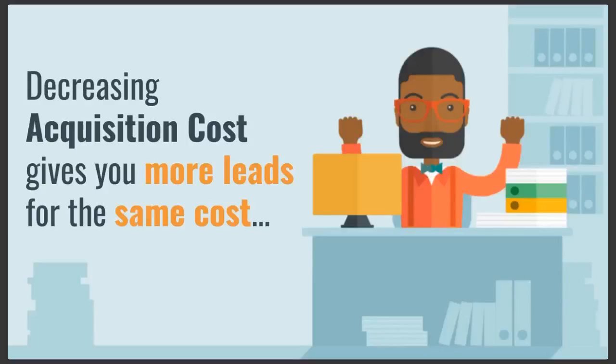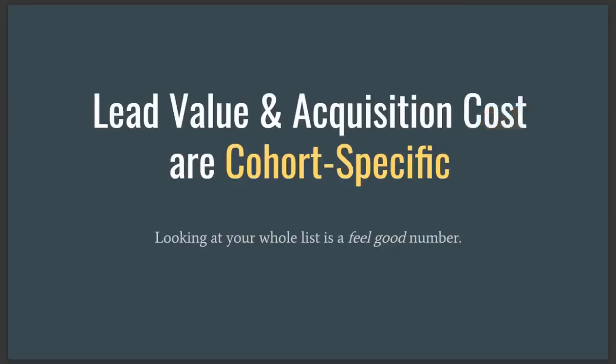All right. So here's the key. Decreasing acquisition costs gives you more leads for the same cost. All right. So we now see that we're looking at two different sides of the equation. The acquisition cost is how do we get more leads cheaper. Then the lead value is how do we make the number of leads we get more valuable. All right.